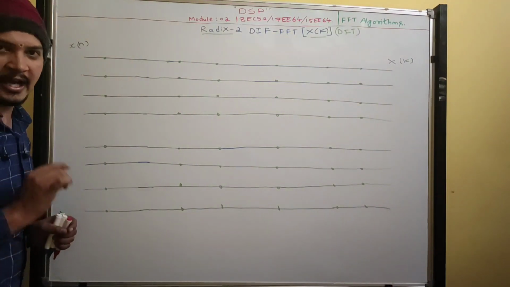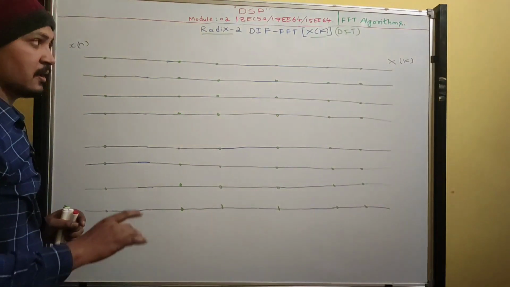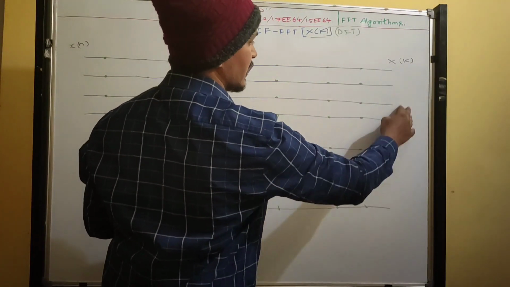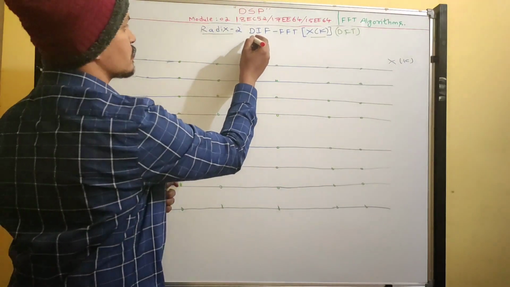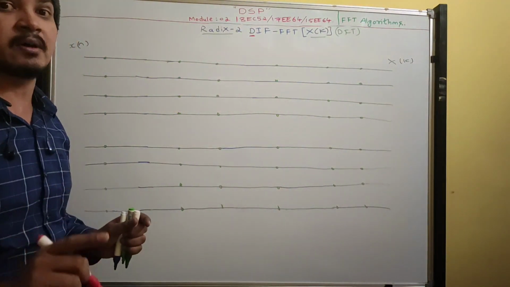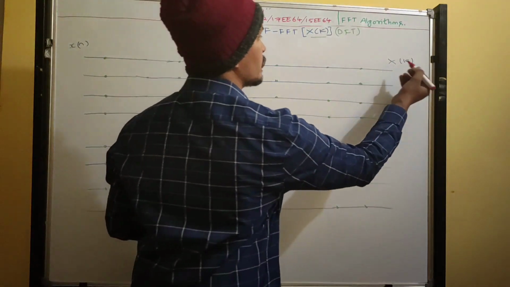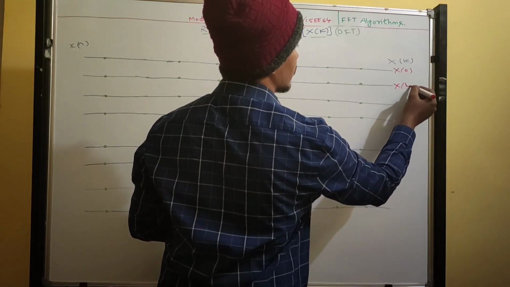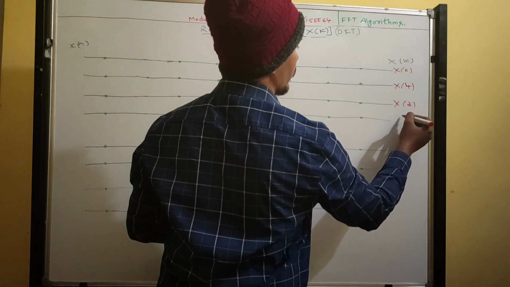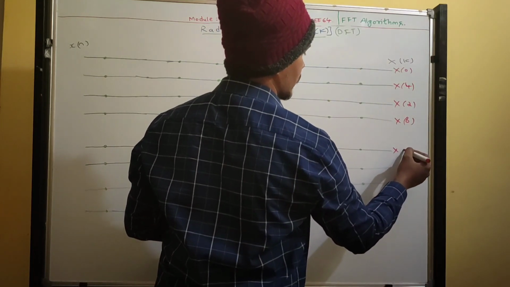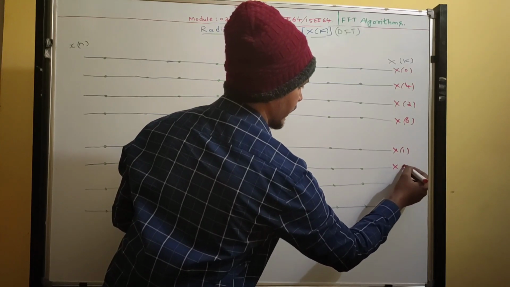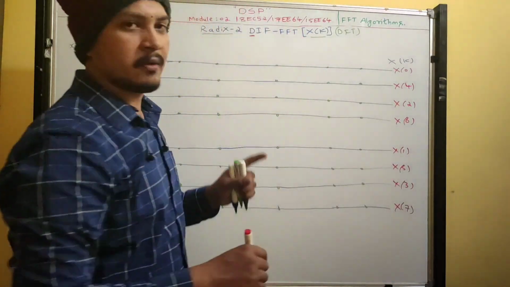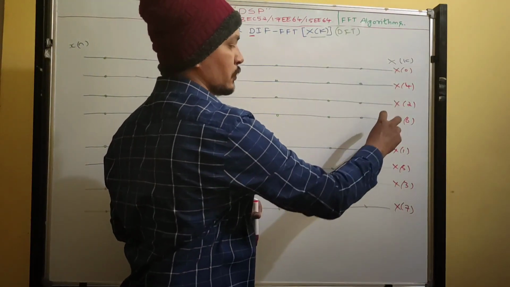What is x of n? Time. What is x of k? Frequency. What is the topic? Decimation in frequency. Where is frequency? Frequency is here. So decimation means bit reversal order. So you should write the output side in bit reversal order. This is x of 0, x of 4, x of 2, x of 6, x of 1, x of 5, x of 3 and x of 7. If you made any mistake, you can compare with the two sets.